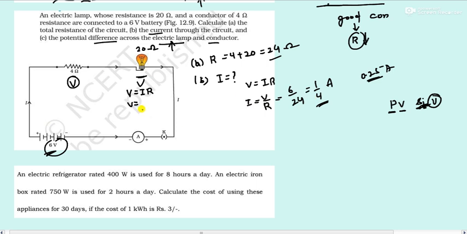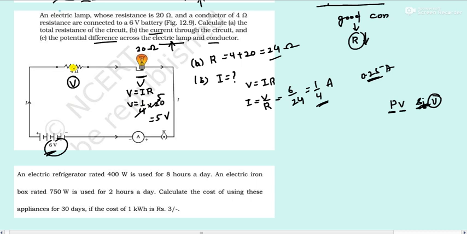Just now you got I as 1 by 4. See, into resistance is how much? 20. That's why I told you to keep it in fraction form. If you take decimal, multiplication becomes difficult. 4 5s are 20. So answer is 5 volt.